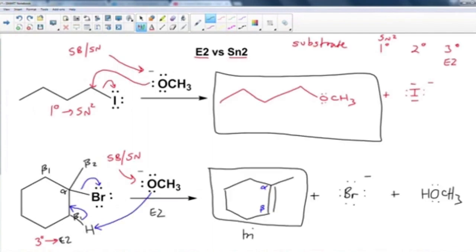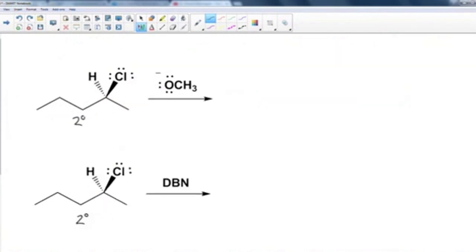We have two examples of secondary substrates. In fact, I have exactly the same thing here. This is secondary, and this one is also secondary. As we know, primary favors SN2, tertiary favors E2, but secondary doesn't really favor either.